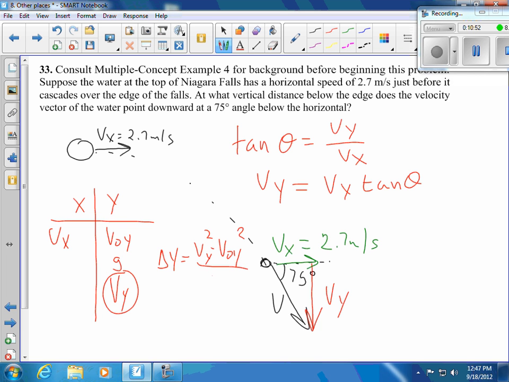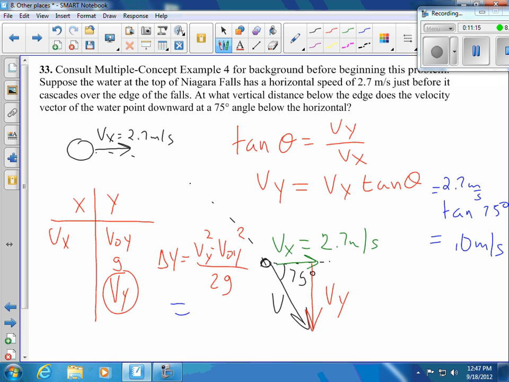So I'm looking for the y speed when the angle is 75 degrees below the horizontal. So just plug in 2.7 meters per second. My pen's way off here, so I'm going to write below it tan 75 degrees. And that gives you a y speed of 10 meters per second.